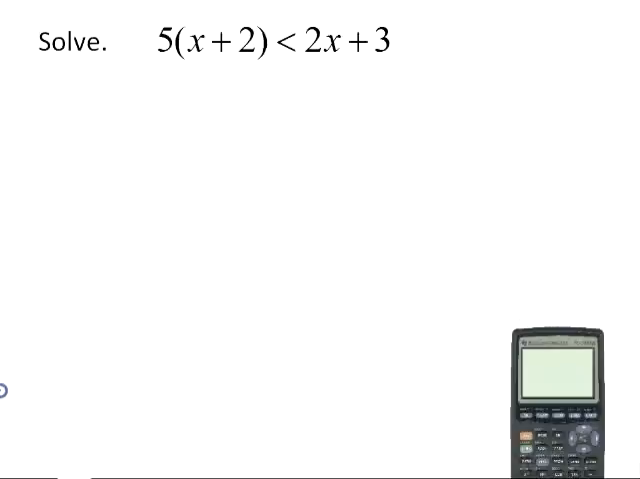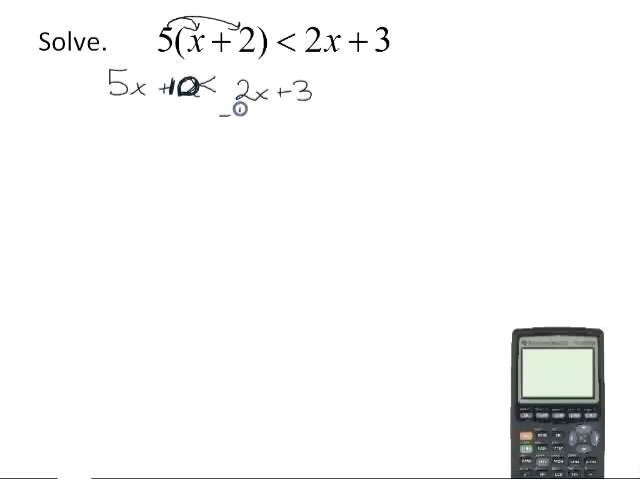So let's look at this inequality. Here we have parentheses. 5 times (x plus 2) is less than 2x plus 3. We need to solve this. So first thing we need to do is get rid of the parentheses. So we'll distribute the 5. That'll give us 5x plus 10, because the 5 times the 2 would give me 10, is less than 2x plus 3.